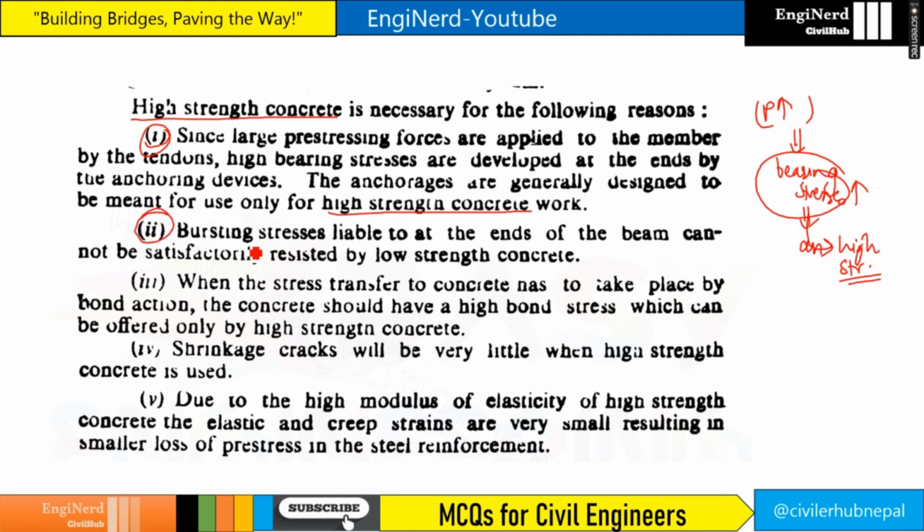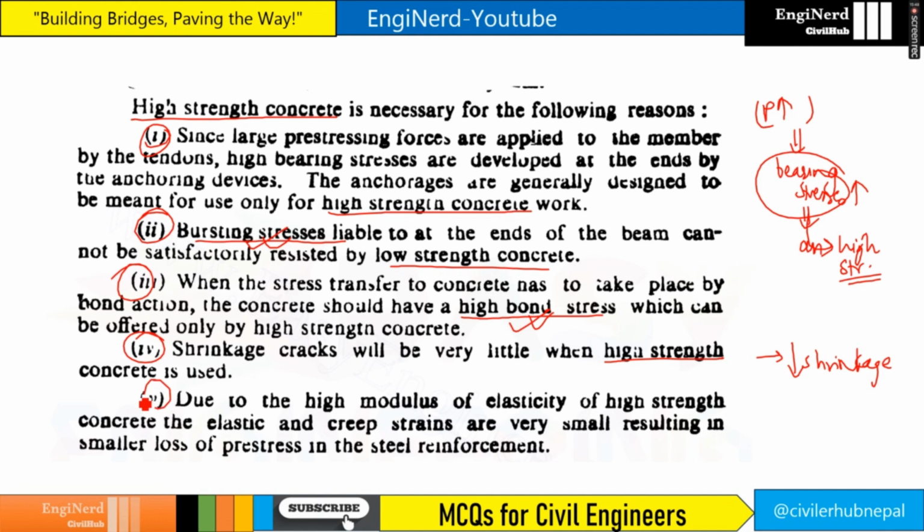Next, bursting stresses liable to occur at the ends of the beam cannot be satisfactorily resisted by low strength concrete. So to withstand bursting stress, we need to use high strength concrete as well. Third, when the stress transfer to concrete has to take place by bond action, the concrete should have high bond stress. So to get high bond stress, high strength concrete should be used. Again, fourth, shrinkage cracks will be very little when high strength concrete is used. So high strength concrete gives less shrinkage.